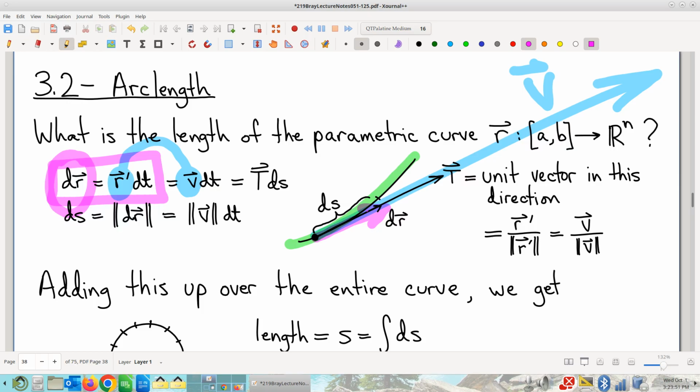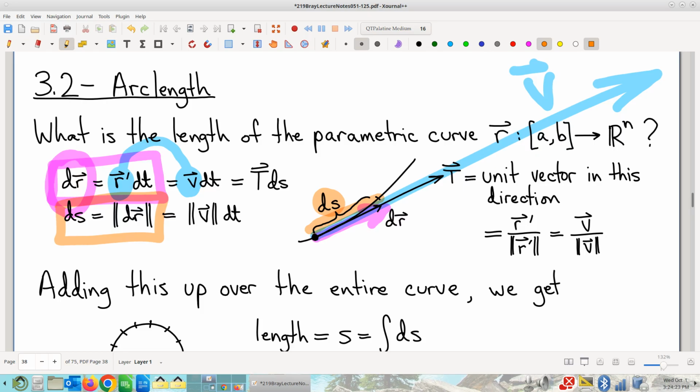Thank you for the segue, by the way. It was perfect. So ds, looking only at the estimate of how far we've moved, doesn't have a directional aspect, but I think it's pretty believable that it's just the magnitude of the dr vector. The dr vector tells you direction and distance. ds just tells you distance.